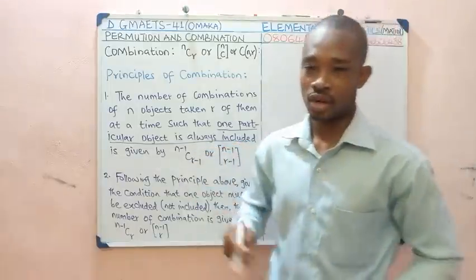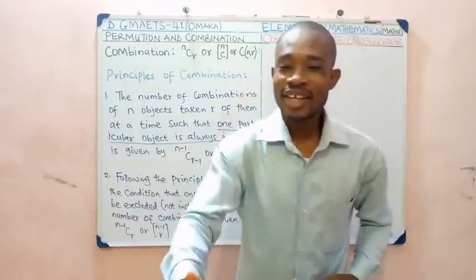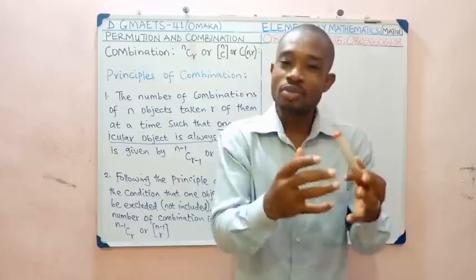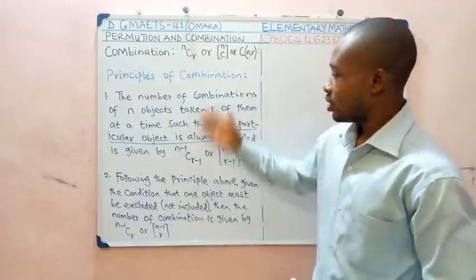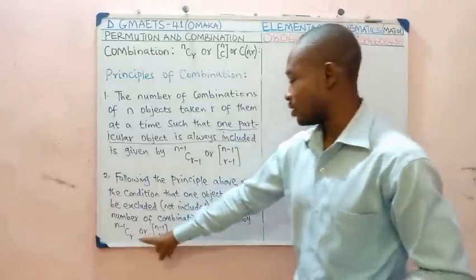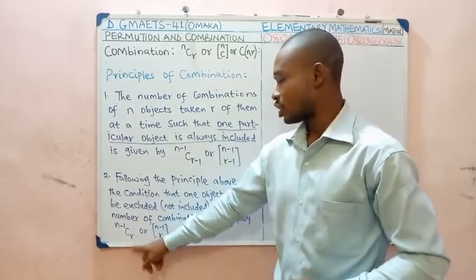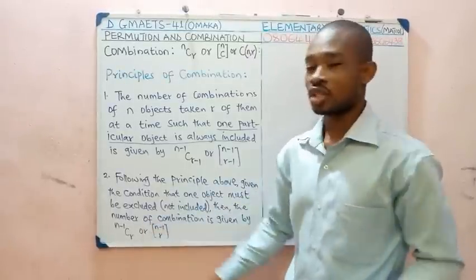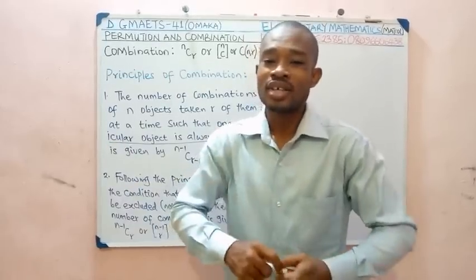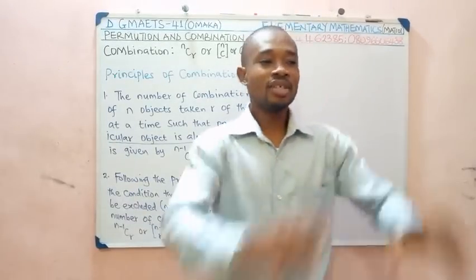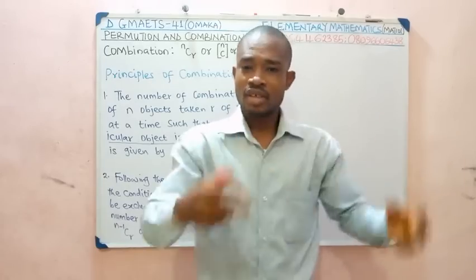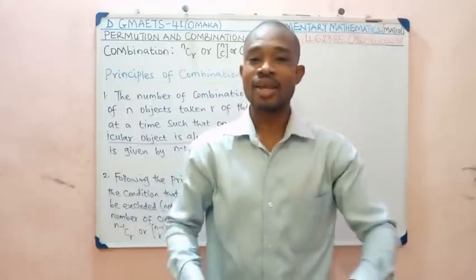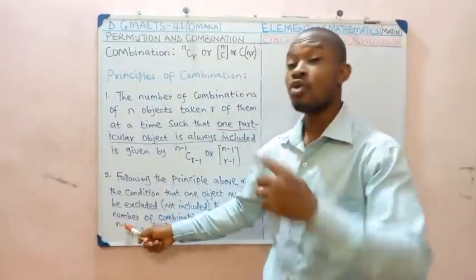Now, what if one particular object must not be included? So you have to exclude one object in your selection. So the combination in that case is given by n minus 1 combination r, or n minus 1, then under it you put r, using this notation. Of course, in this case, you have to remove 1, because the condition is that 1 must not be included. It means the total number of objects is assumed to exclude that one.